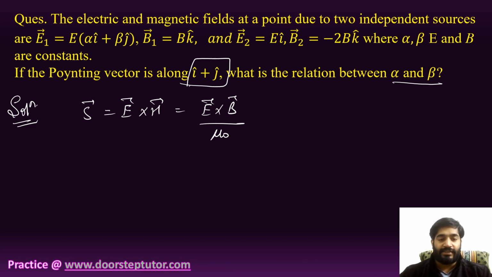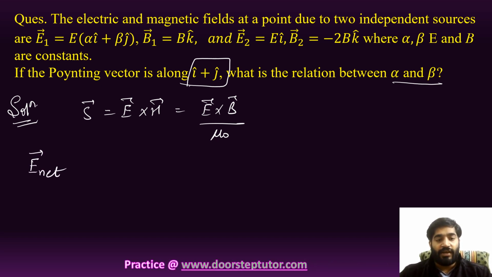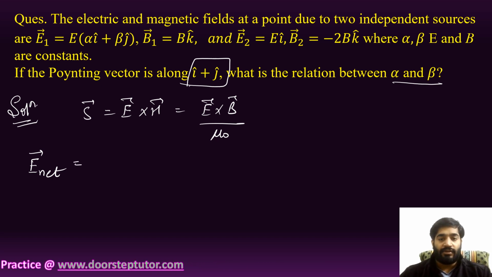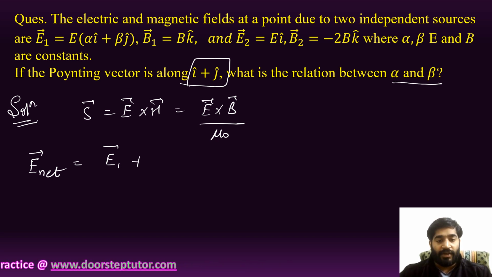So for this type of question, the first thing is that we have to work in a manner that E1 and E2 are added, meaning the net electric field, and the net magnetic field B1 and B2 should be added. So what is E net, the net electric field? Whether it is from two sources doesn't matter, but we are working for the pointing vector, and that pointing vector is due to the net electric and magnetic field combination. That's why we will first find E net, which is obviously going to be E1 vector plus E2 vector.